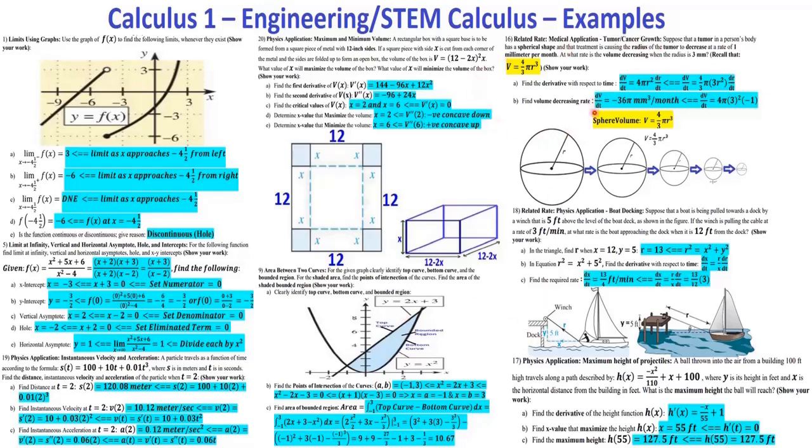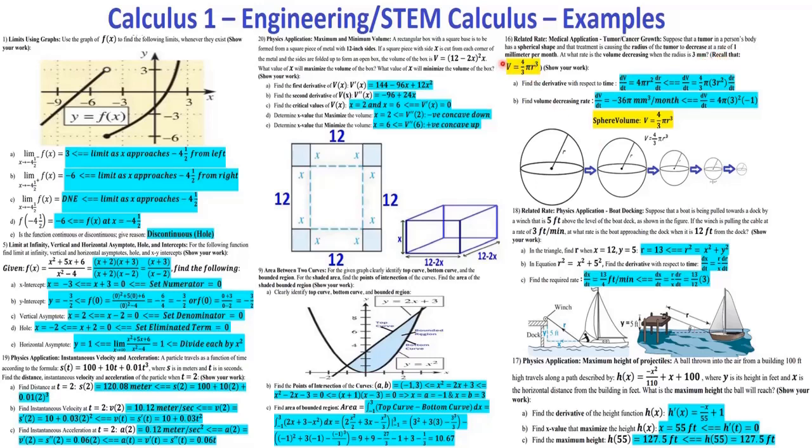Then I have here an example of related rate, which is a medical application. You have a tumor, cancer growth. If the tumor is in a sphere shape and is shrinking due to medication, shrinking at the rate of 1 millimeter per month in the radius, at what rate is the volume shrinking when the radius is 3 millimeters?